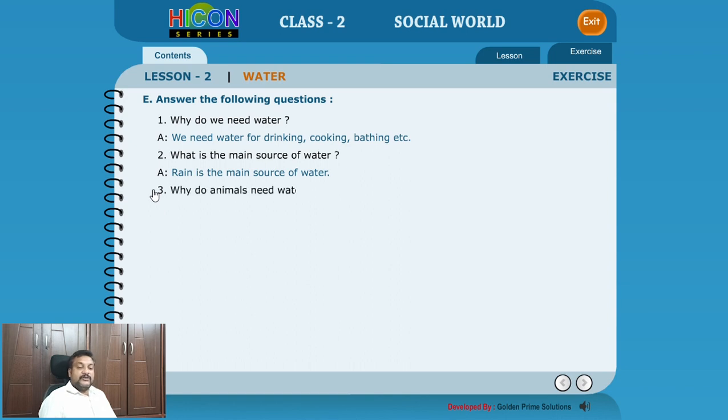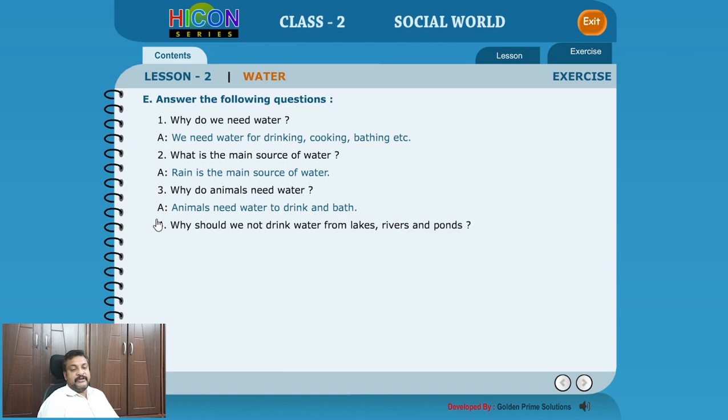Why do animals need water? So we said the plants and animals also need water. So animals need water to drink and bathe. It's not only humans, animals also need water for drinking and bathing. They don't wash any clothes because they don't have any clothes. They don't cook any food, so they need water not for cooking and washing, but for drinking and bathing. Next question. Why should we not drink water from lakes, rivers and ponds?